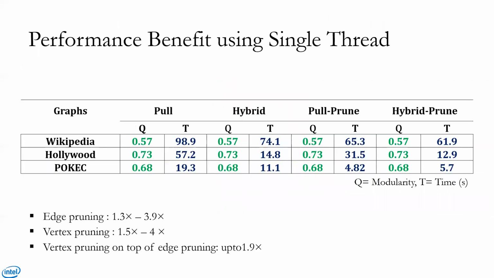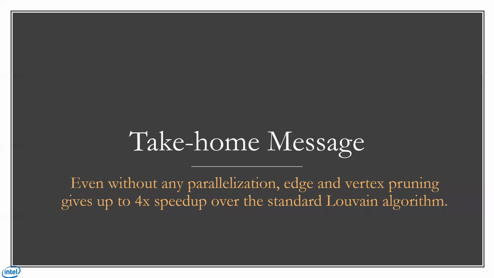Here we show performance benefits of vertex and edge pruning on the runtime of the sequential algorithm. Edge pruning gives 1.3 to 3.9x speedup, vertex pruning gives 1.5 to 4x speedup, and vertex pruning on top of edge pruning gives up to 1.9x speedup. So the take-home message here is that even without any parallelization, edge and vertex pruning gives up to 4x speedup over the standard Louvain algorithm.